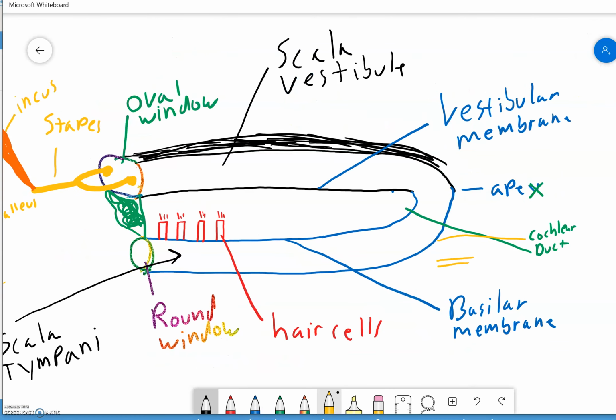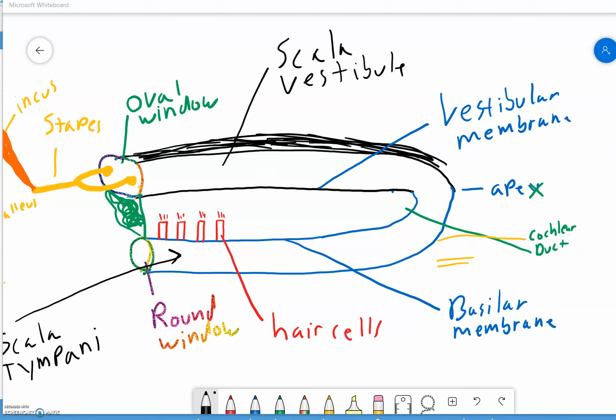Now for sound, we have sound coming in the external acoustic canal and vibrating the three ossicles. I do not know what happened to my malleus right there, but that pushes on the incus, which pushes on the stapes, which pushes on the oval window.